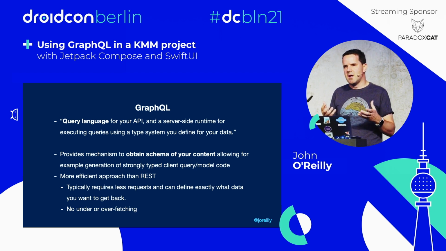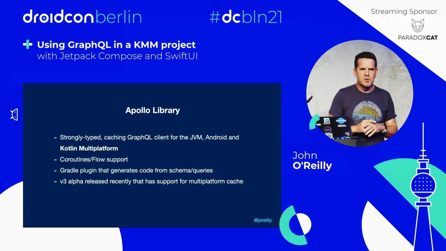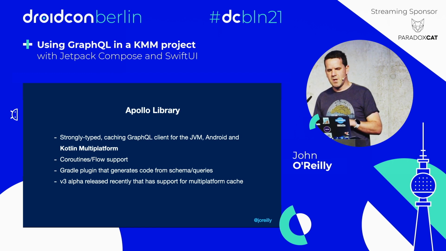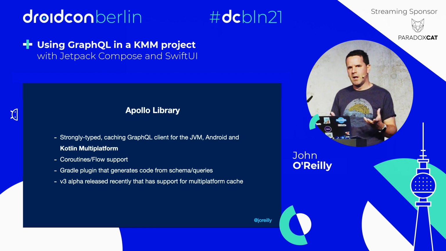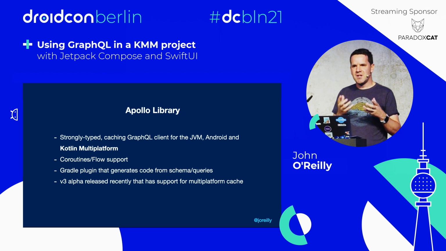What it's sometimes described as, along a similar vein, is this ability to avoid under or overfetching. This is the Apollo library we're going to use today. It describes itself as a strongly typed caching GraphQL client for the JVM, Android, and Kotlin Multiplatform. And this caching aspect is very important.